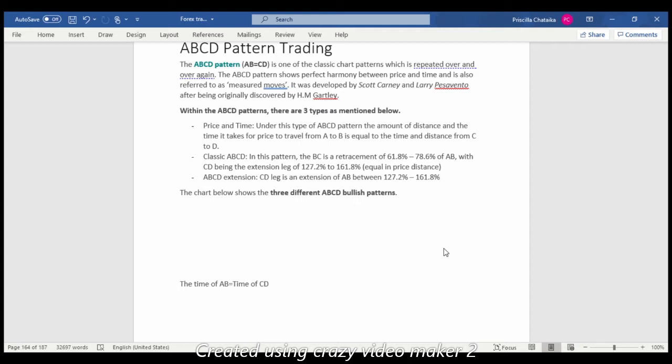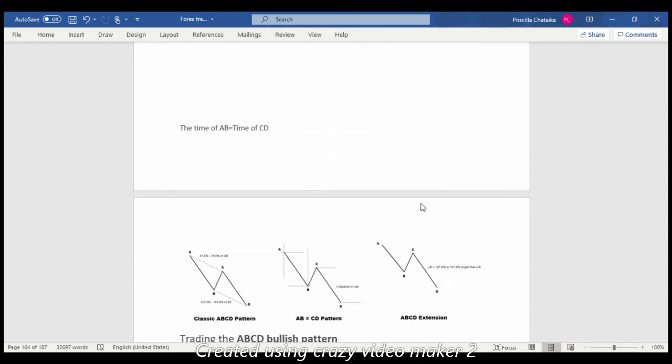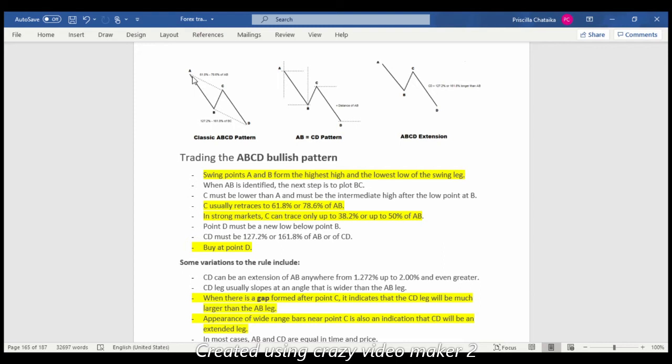It's more common than the cipher, and it's very similar to the cipher. Remember when I talk about the cipher, it's a continuation of this ABCD pattern. So the cipher comes after this ABCD pattern. Here is what a bullish ABCD pattern looks like.